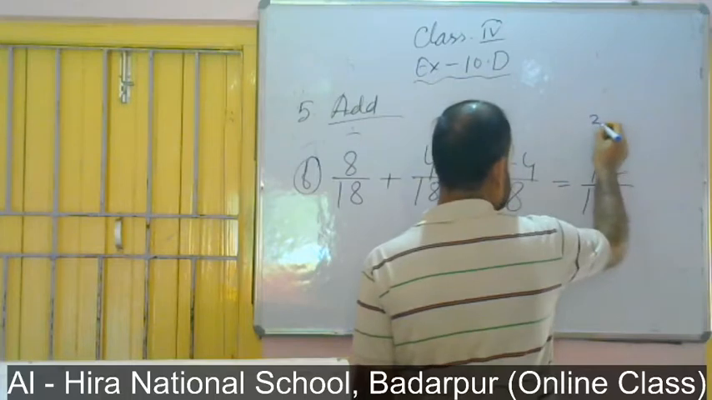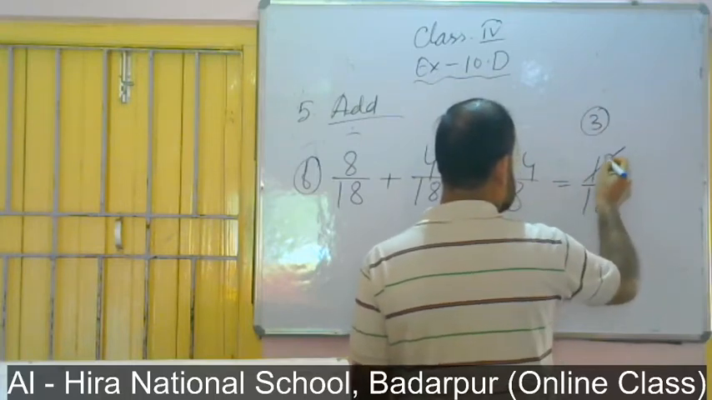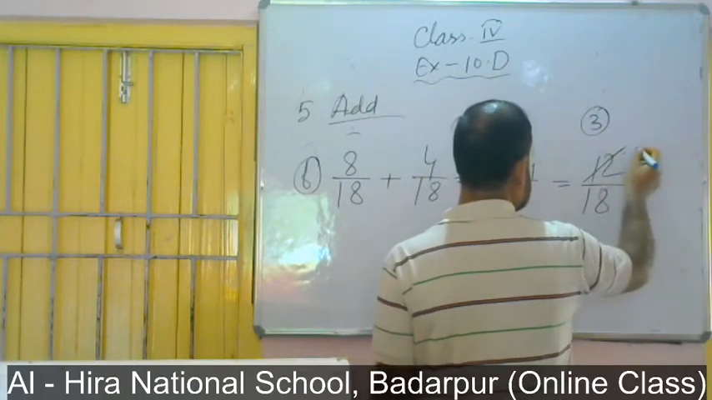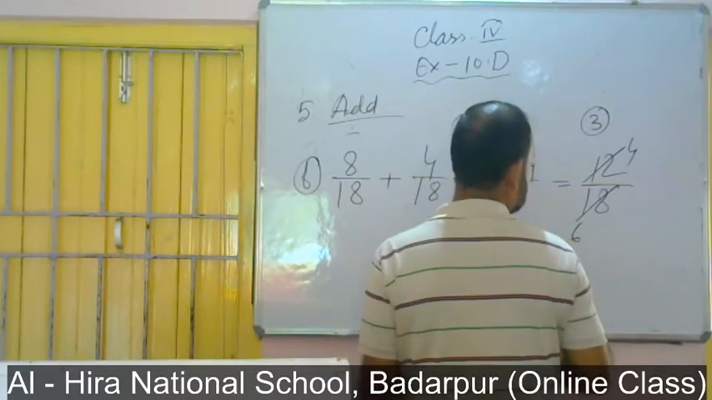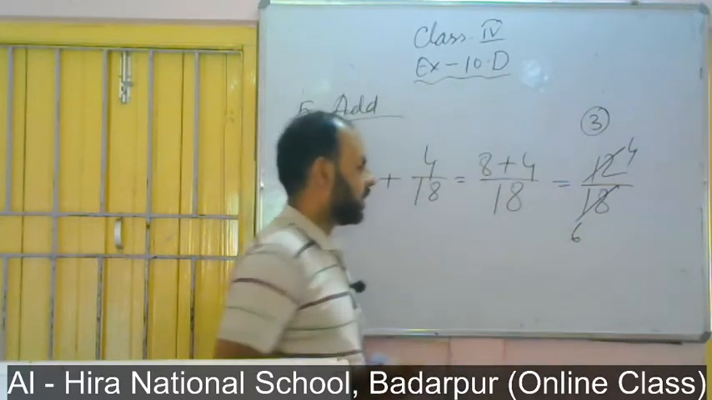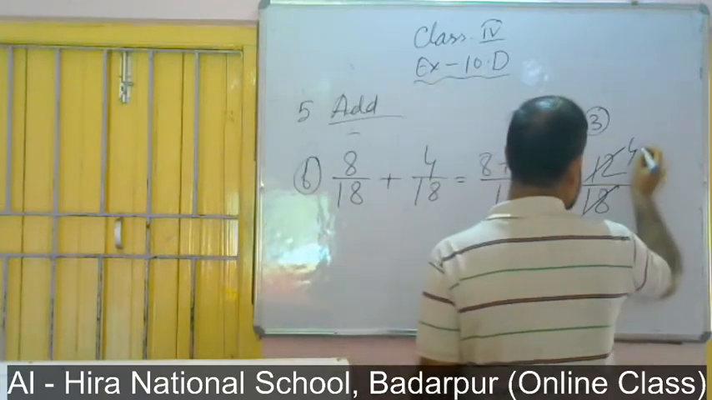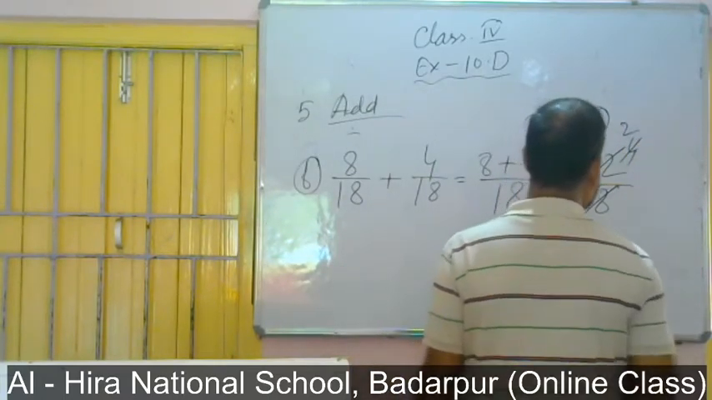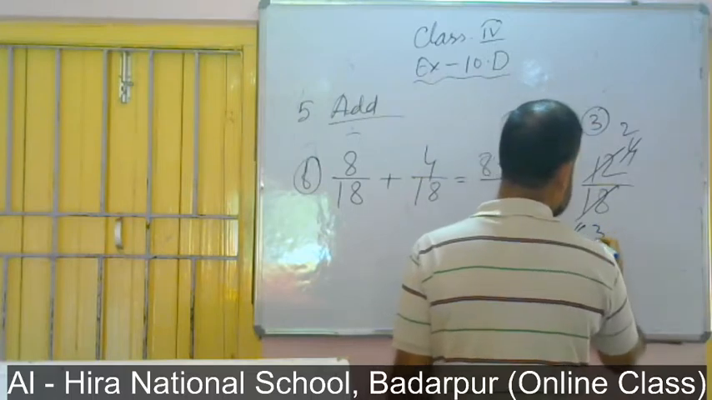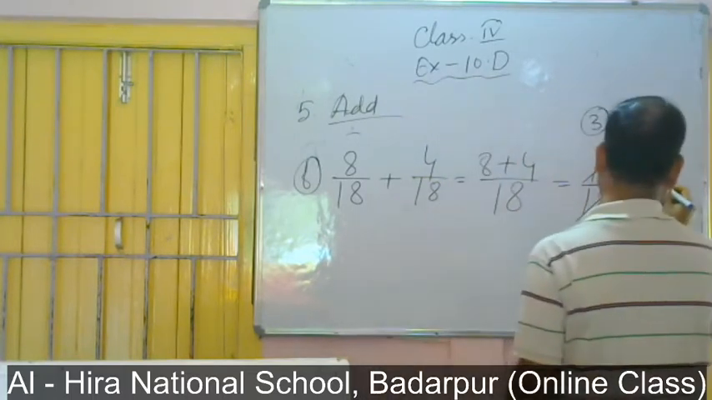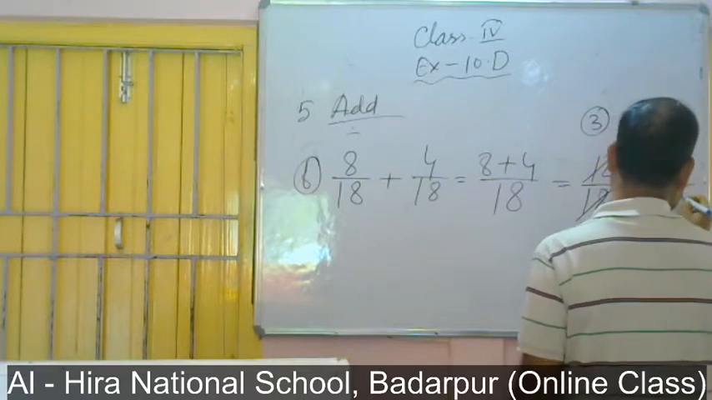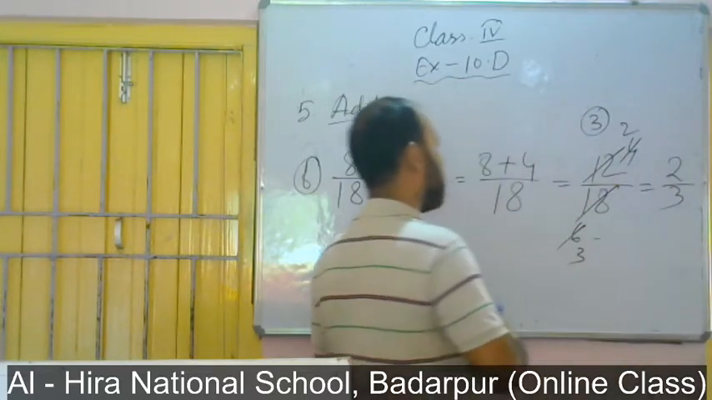The highest common factor is 3. We cut with 3: 3 4s are 12 and 3 6s are 18. Next, if we cut, 2 2s are 4 and 2 3s are 6. So the answer is 2 by 3.